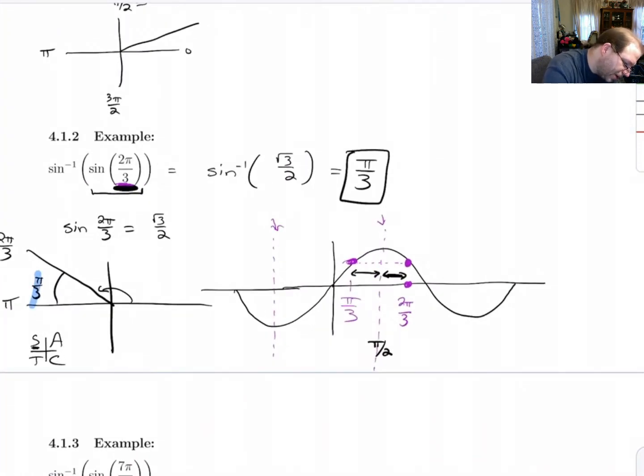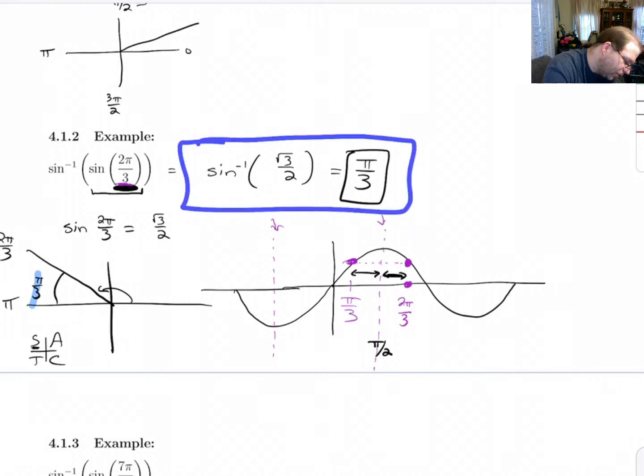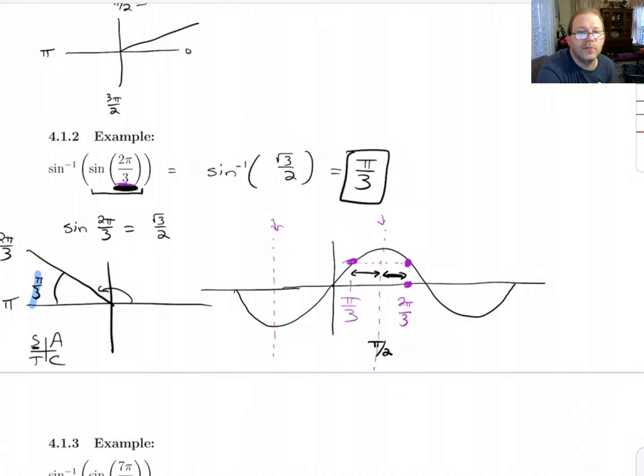That's probably not the best way to do the problem. This up here is probably the better way to do most of these. We will see some that are a little tricky where we might want to use this other method.